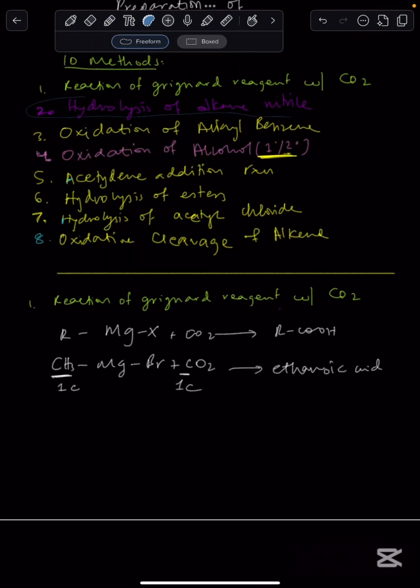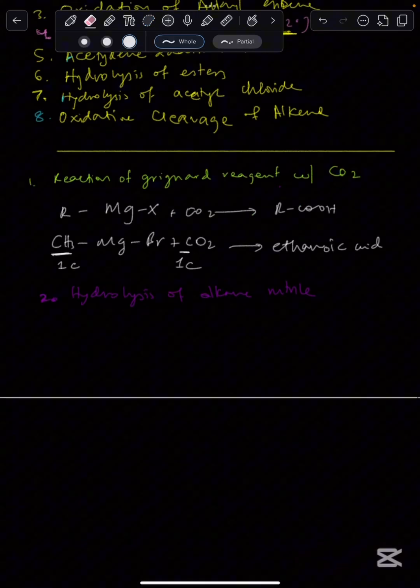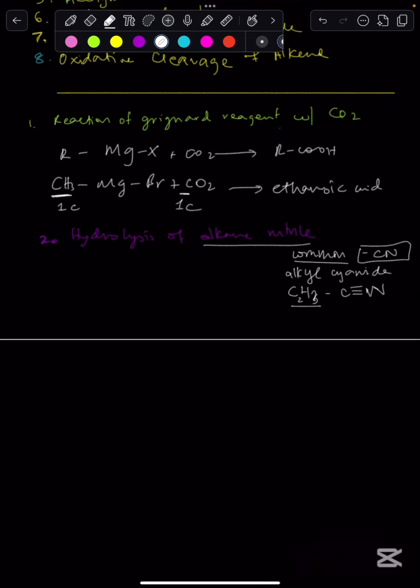So moving on, we have the hydrolysis of alkane nitrile. What we'll see is, the common naming of nitrile is, we don't count the CN. So we say it as alkyl cyanide. For example, if we have C2H5 C triple bond N, we would say it as ethyl cyanide, and the IUPAC naming would be propane nitrile.